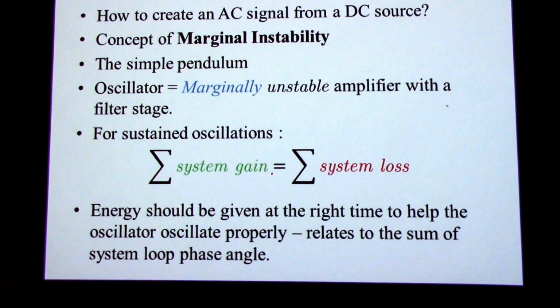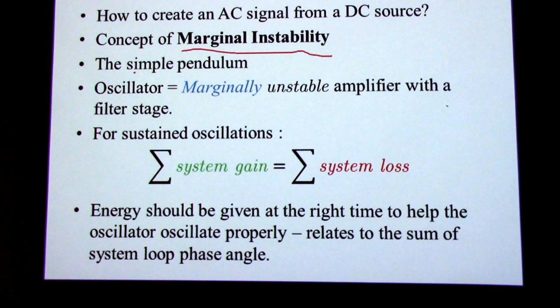So in this lab, we're going to learn how to create an AC signal from a DC source. If we think the other way, we can get DC from AC in a very easy way. You can use two diodes and you get DC, and you can use a capacitor to smooth out the signal. But getting AC from DC is a lot trickier. We are going to talk about the concept of marginal instability: it's not stable or unstable, it's somewhere in between.